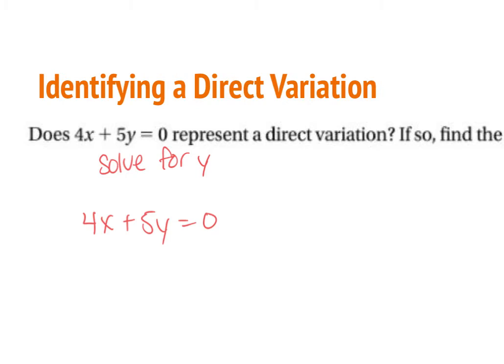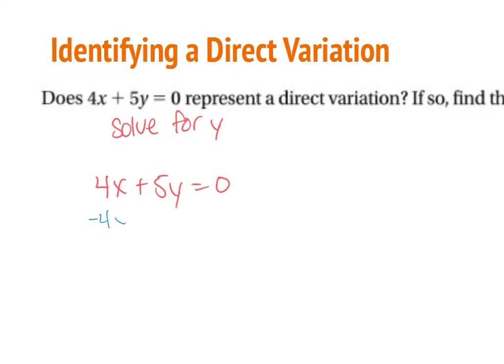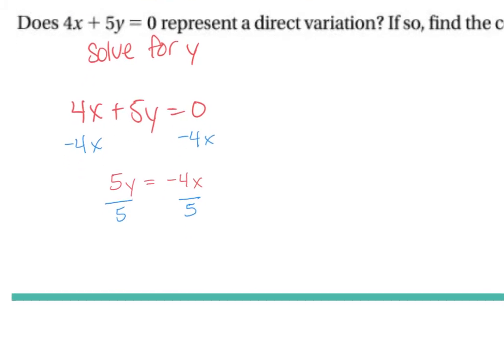Alan? Good. Subtract 4x from both sides. That's perfect. We got 5y equals negative 4x. Because remember, 0 we can just kind of ignore, because it's going to be 0 minus 4x, which is just negative 4x. What do we do next? Tessa? Wouldn't you divide 5 on both sides? Mm-hmm. So we've got y equals negative 4 over 5 times x.